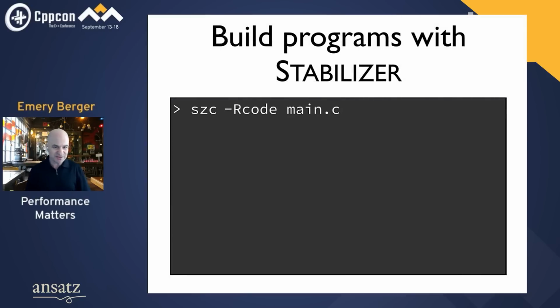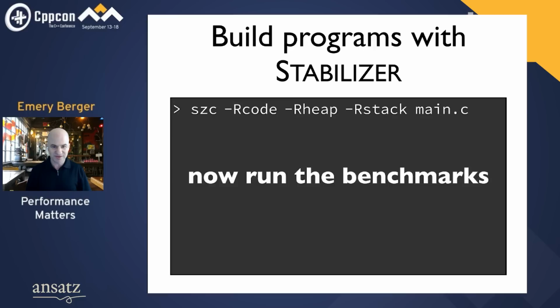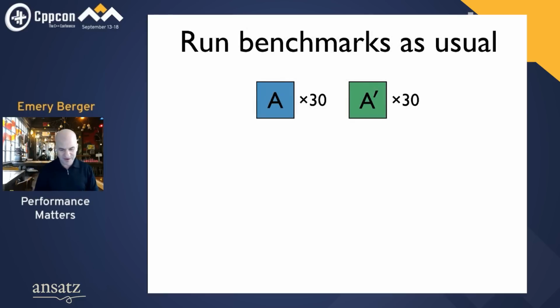You can optionally just randomize the code or just randomize the stack or just randomize the heap. By default, it randomizes everything. We built it so that it had all of the support, and then we ran the benchmarks. So again, we're going to follow the same sort of trick: we're going to run things 30 times. 30 is too many, but anyway, you run the things a bunch of times.